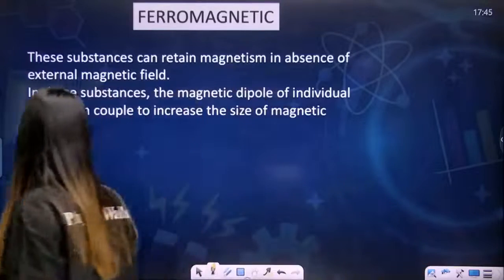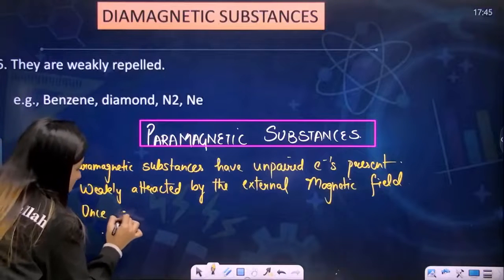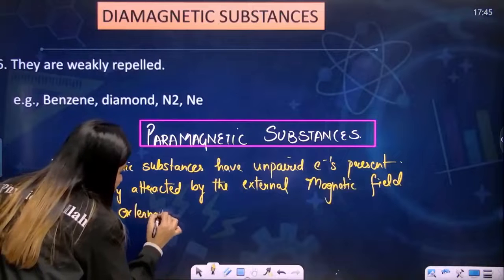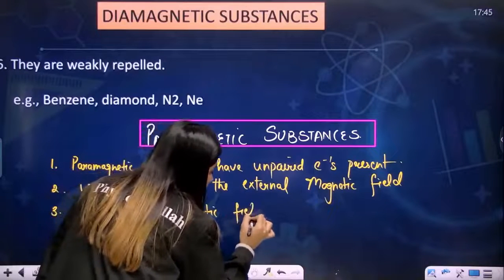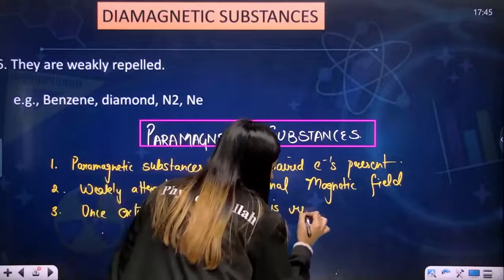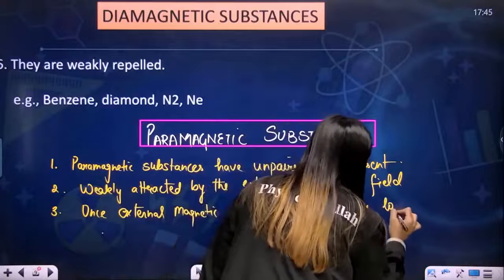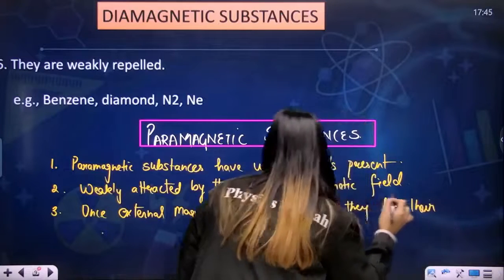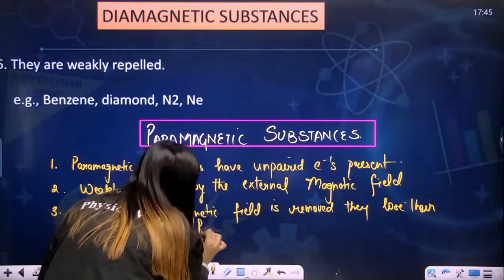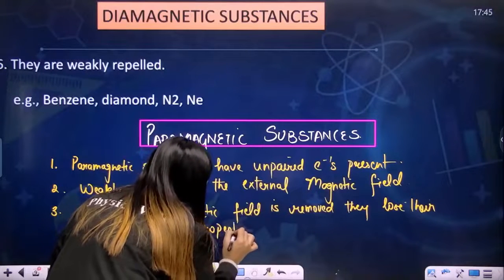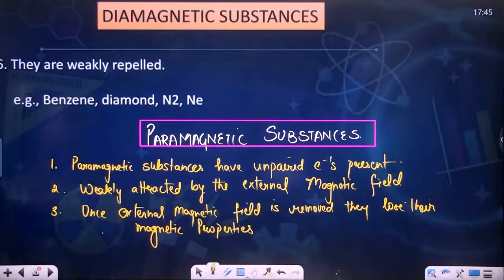If you want to write it down, write it here. Once the external magnetic field is removed, they lose their magnetic properties. Okay, they lose their magnetic properties. I hope you're clear with this. Perfect. Please write it down.